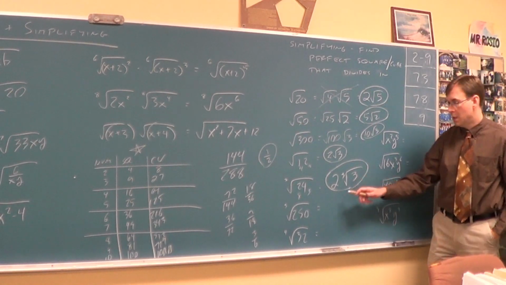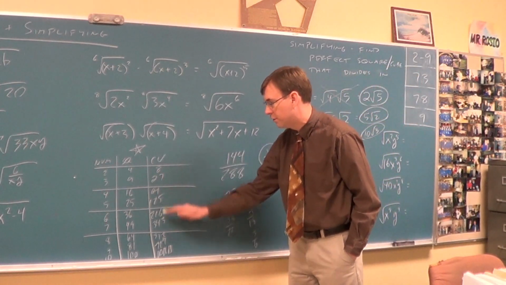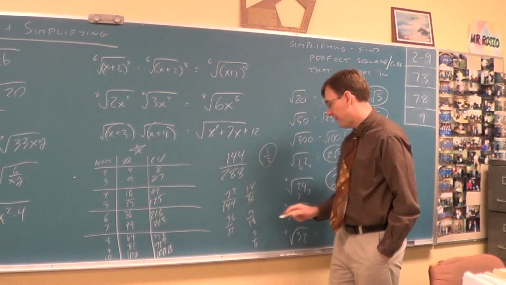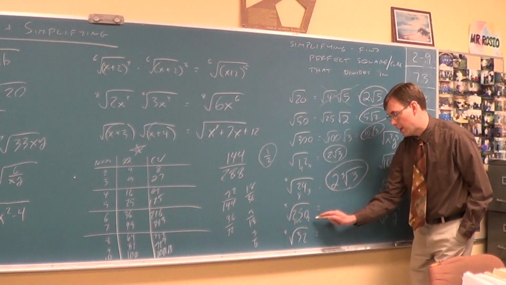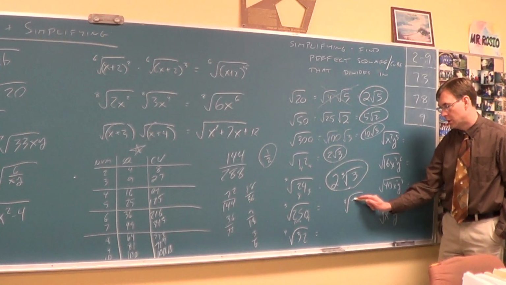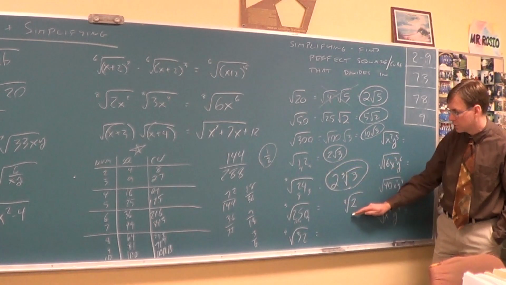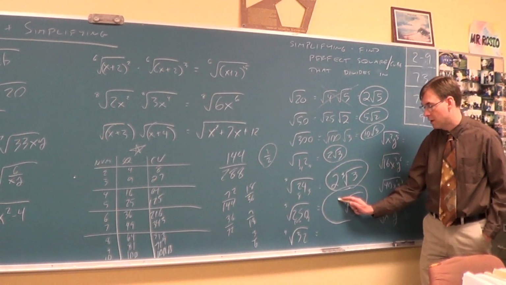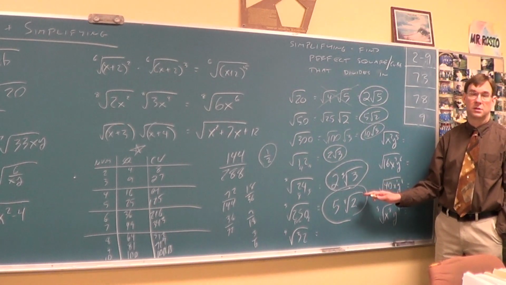Okay? So 250. Who on the cube list helps us with 250? 125. 125 goes into that twice. So under the cube root, I'm stuck with 2. I'm not stuck with 125. 125 was a special one. 125 turns into 5. Question about that?